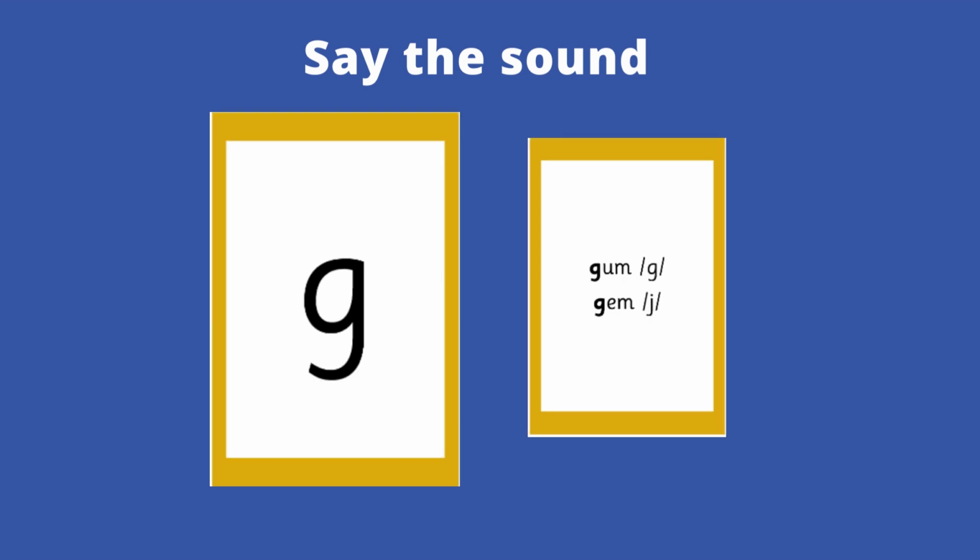We've also learned that the letter G makes the J sound. So we'd previously learned that it makes a G sound, like in the word gum. But this week we've learned how it can also make the J sound, like the word gem.